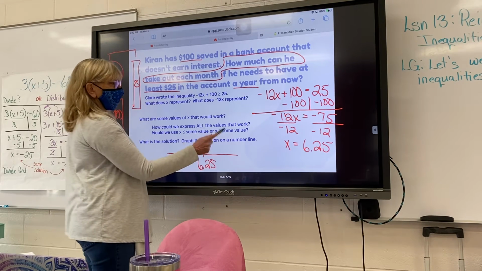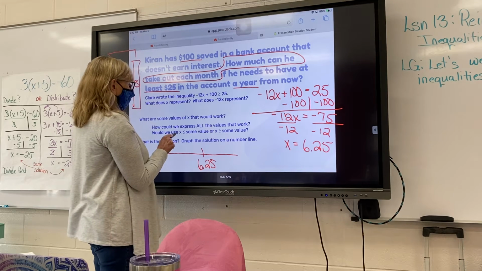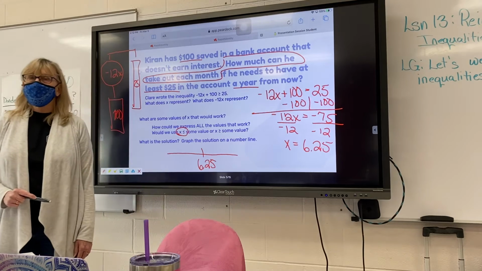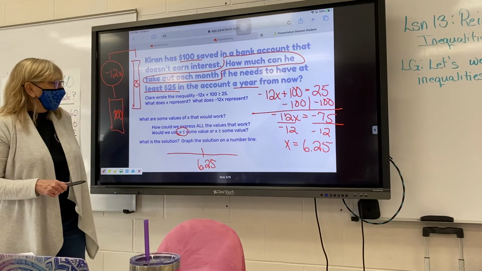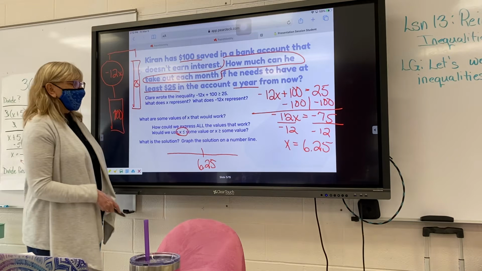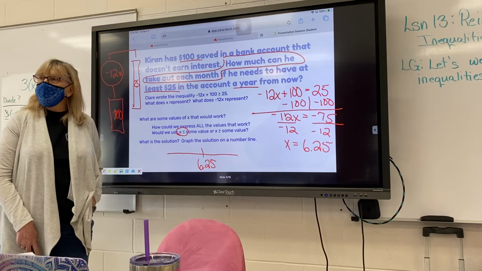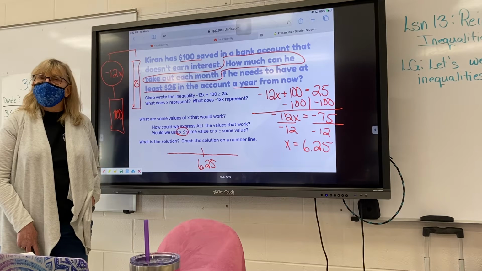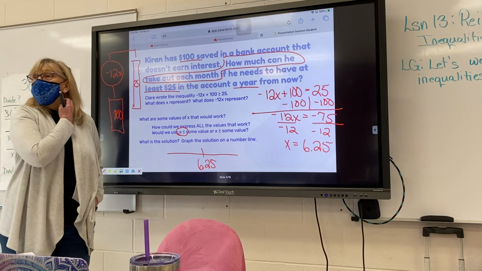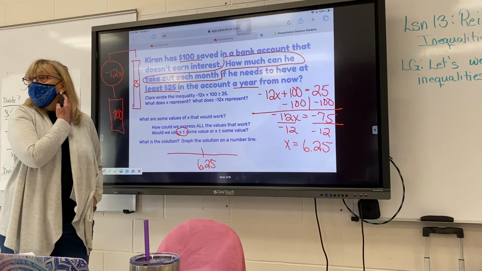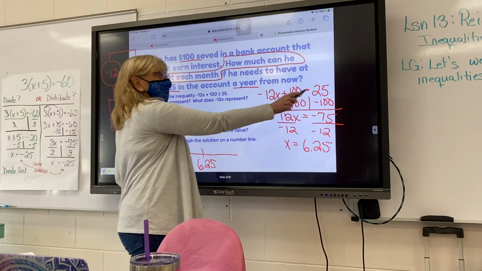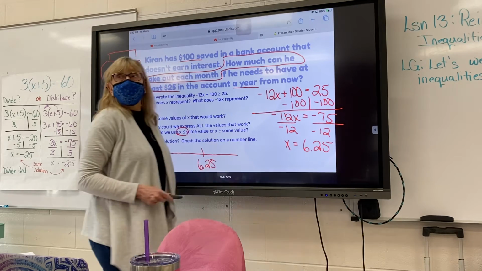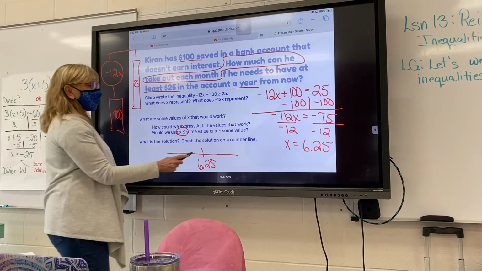Now, Kimberly told me we were going to use less than or equal to, and Makana agreed with her. So am I going to do an open circle or a closed circle? Does it include $6.25? It's going to be closed. If I do exactly $6.25, I'm going to have exactly $25 left, right? Okay, so it's going to be closed.